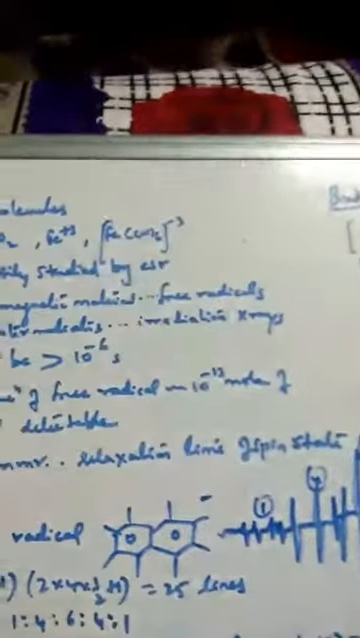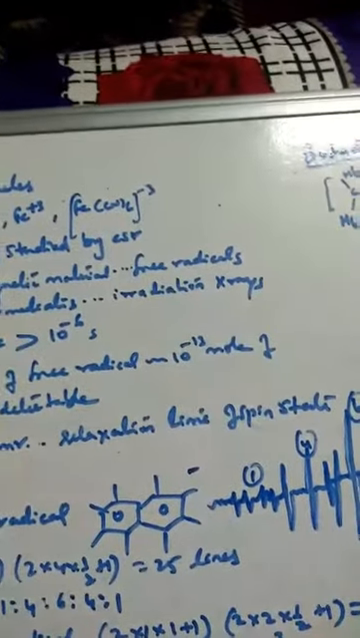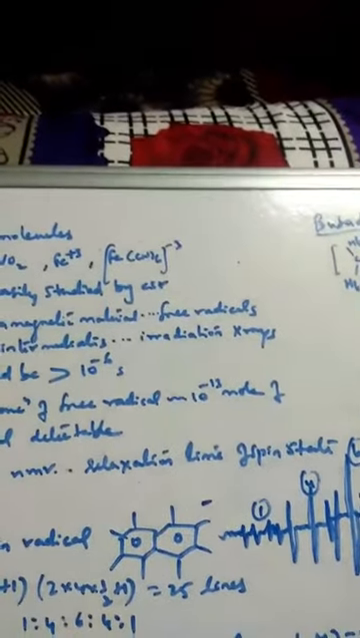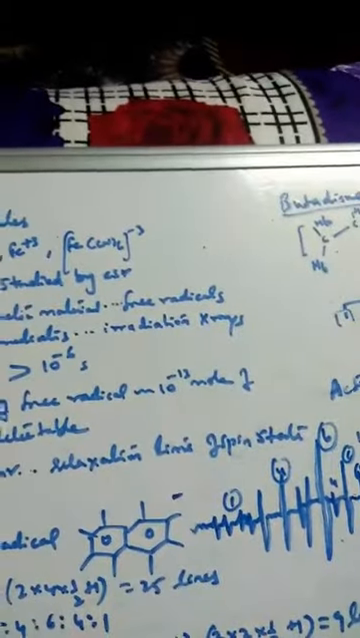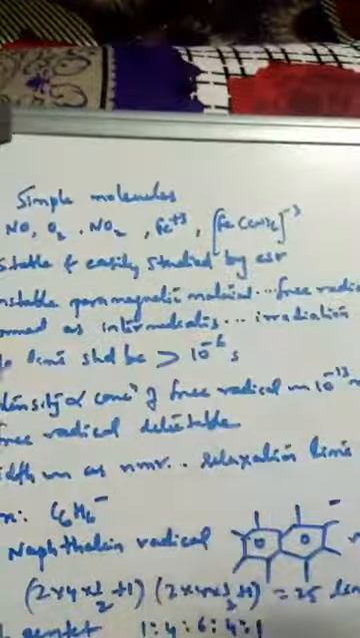Hello students. Today we will go for the next class of ESR EPR spectroscopy. In the last video we learned the introductory part of ESR EPR. The main thing we require here is the unpaired electron.